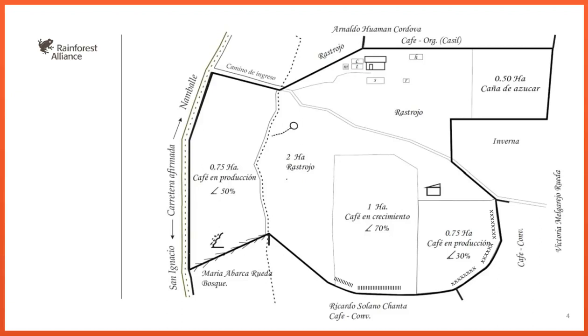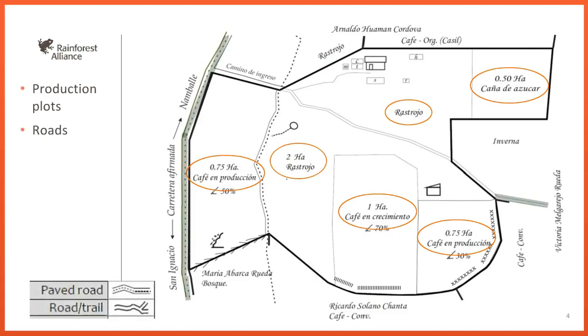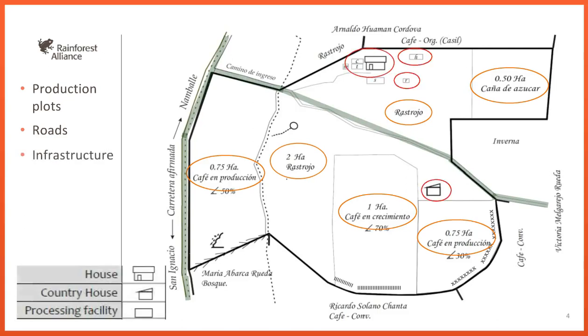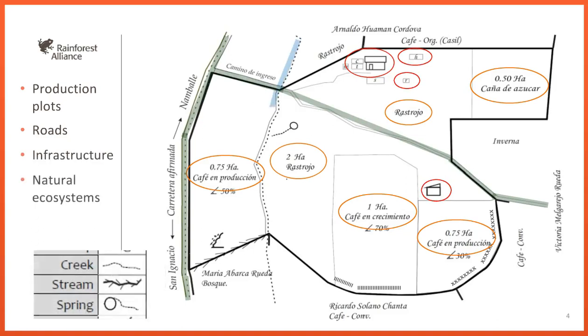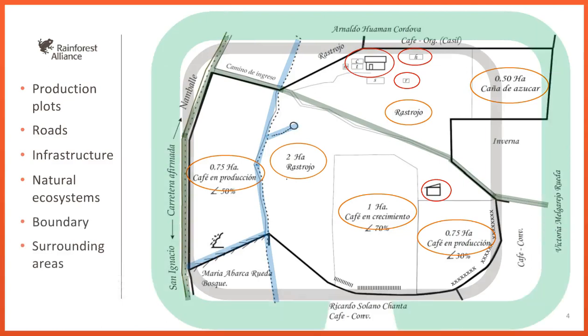What about this map? Production plots. We can see that they are clearly indicated on the map. Roads. Both paved roads and trails are indicated. Infrastructure. We can identify both houses and processing facilities. Natural ecosystems. The farm has a creek, a stream, and a spring. The boundary of the farm is clearly indicated. Surrounding areas. We can see what is next to the farm on all sides.